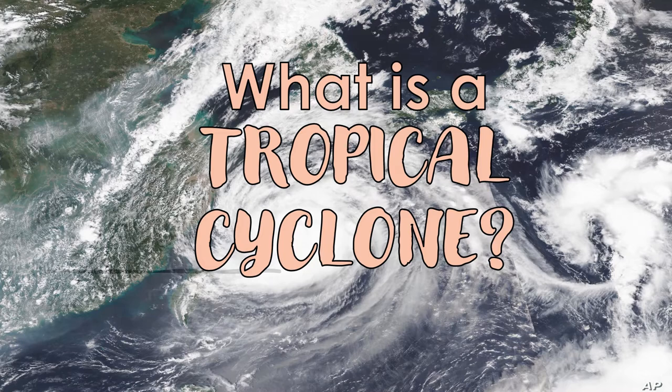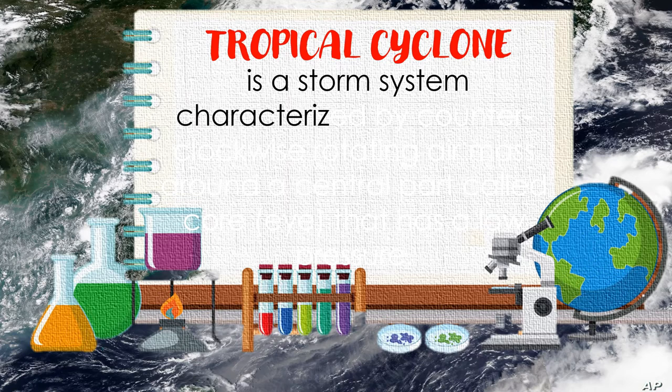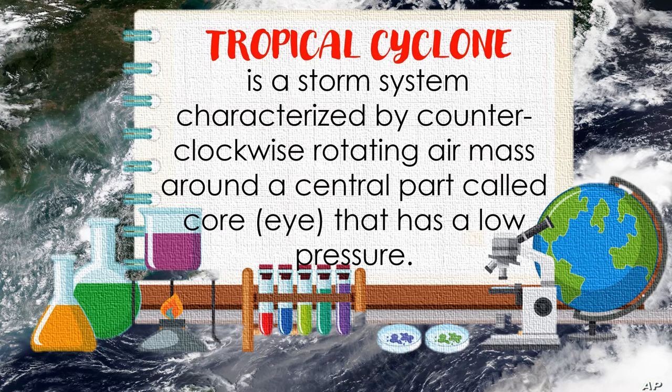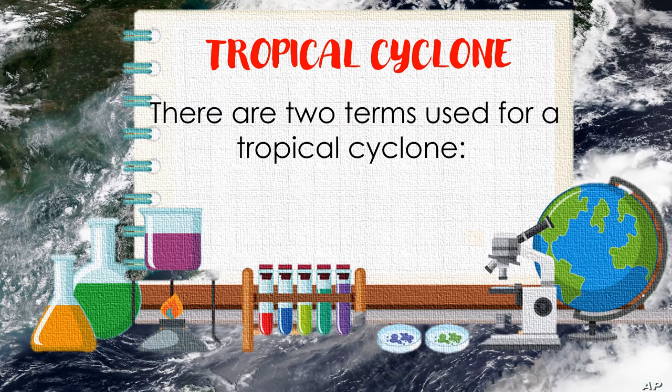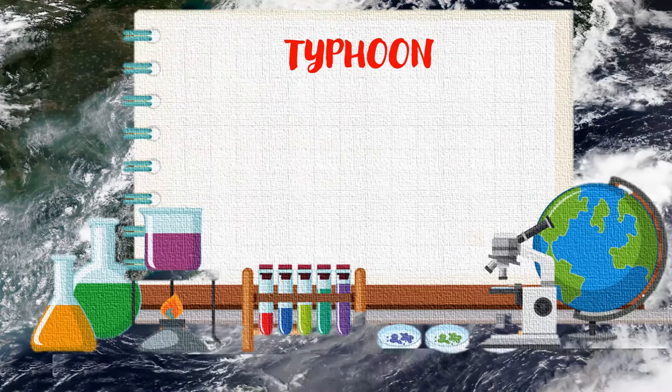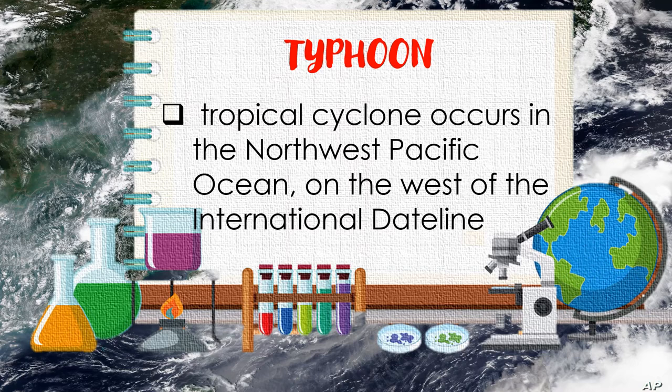Tropical cyclone is a storm system characterized by a counterclockwise rotating air mass around the central part called the core or eye that has a low pressure. There are two terms used for a tropical cyclone, the typhoon and hurricane. Typhoon is a tropical cyclone that occurs in the Northwest Pacific Ocean, on the west of the international dateline.